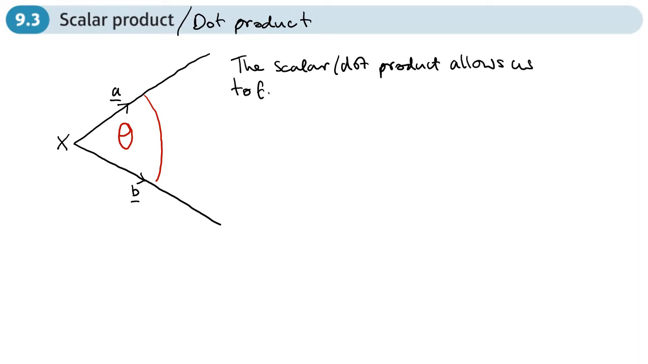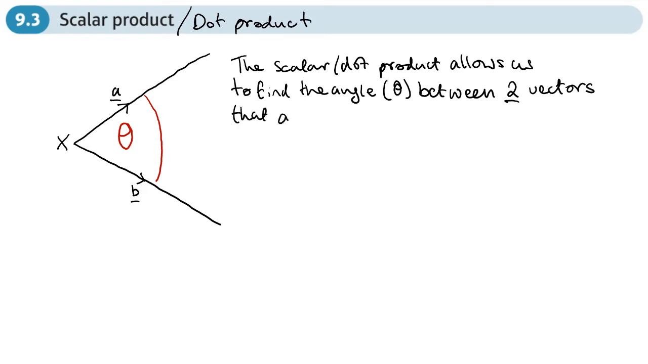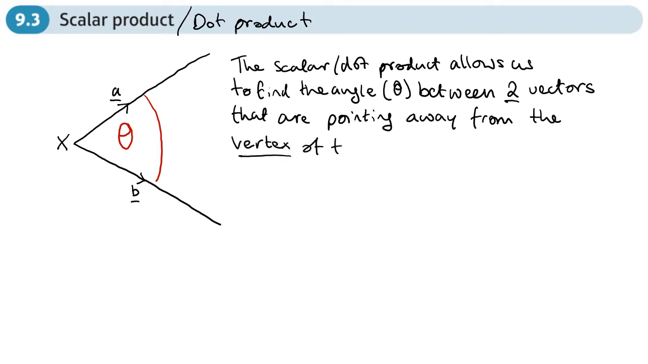Okay, so the dot product allows us to find the angle, and we'll call this angle theta, between 2 vectors. This could be in 2 dimensions or 3 dimensions, that are pointing away, or their direction is pointing away from the vertex of the angle.